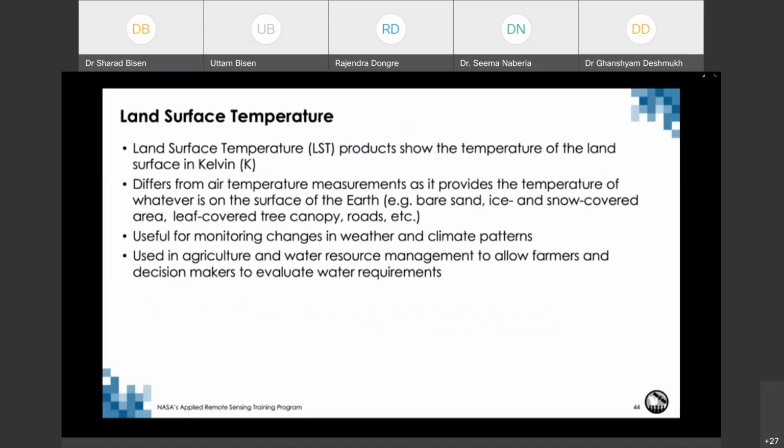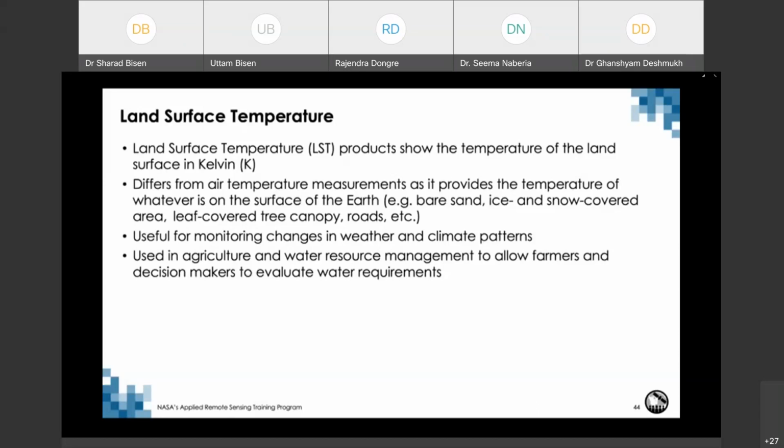Land surface temperature is another science product derived from Earth observations. Land surface temperature products show the temperature of the land surface in degrees Kelvin. Land surface temperature differs from air temperature measurements as it provides the temperature of whatever is on the surface of the Earth. For example, bare sand, ice, snow-covered area, leaf-covered tree canopies, roads, etc.